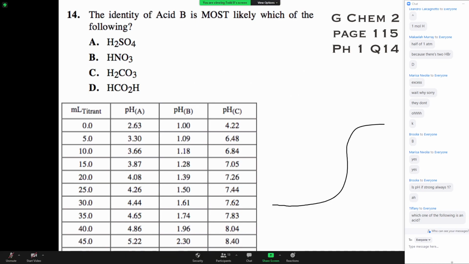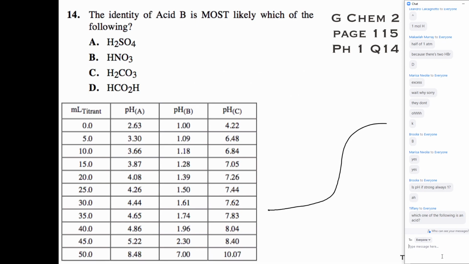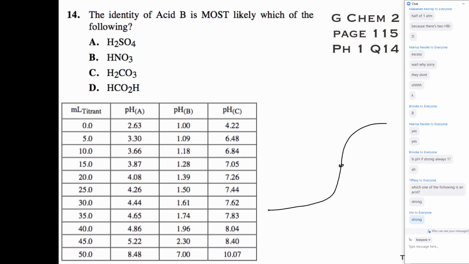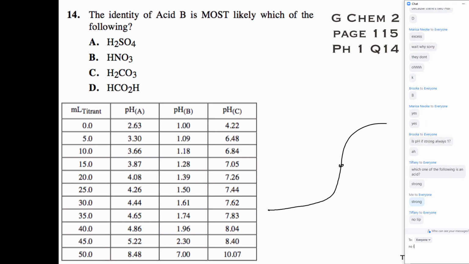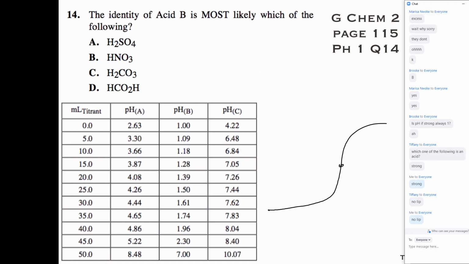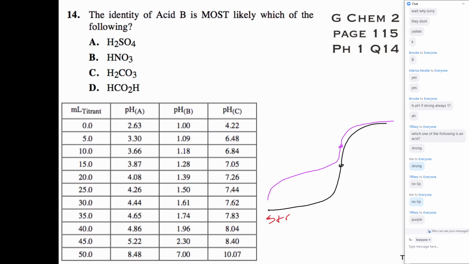That one is strong or weak that I just drew? I actually want to redraw that, just a little more carefully. Why do you say it's strong? No lip, perfect. Which one is weak? Has a lip, perfect, okay? So let's consider the start of the curve, because that's where we decide.